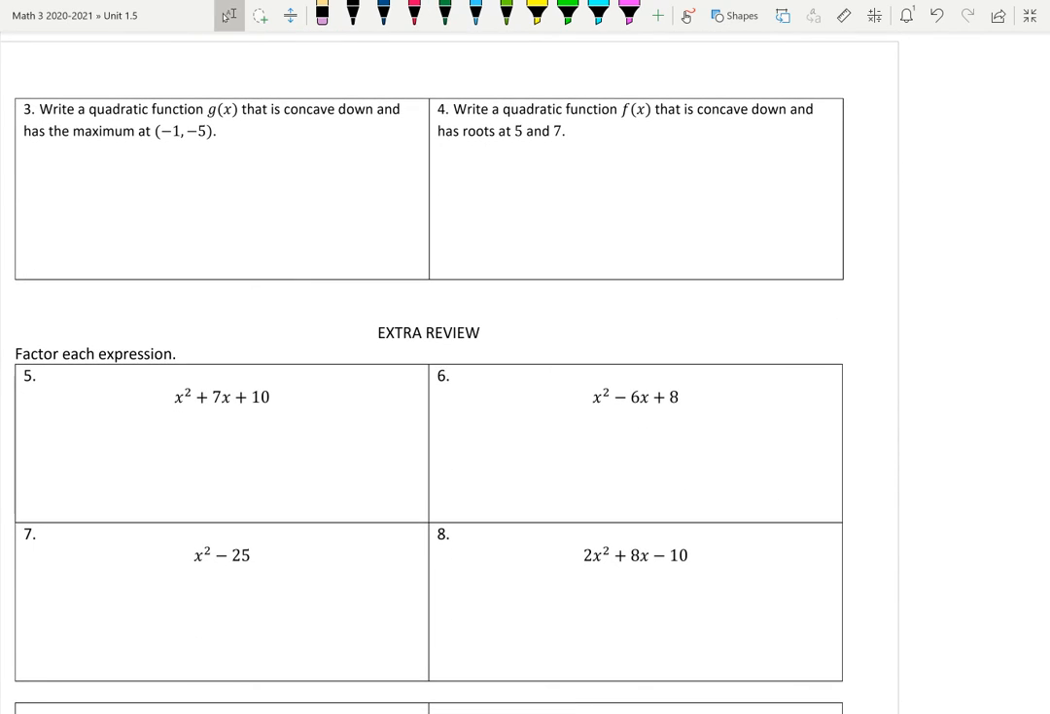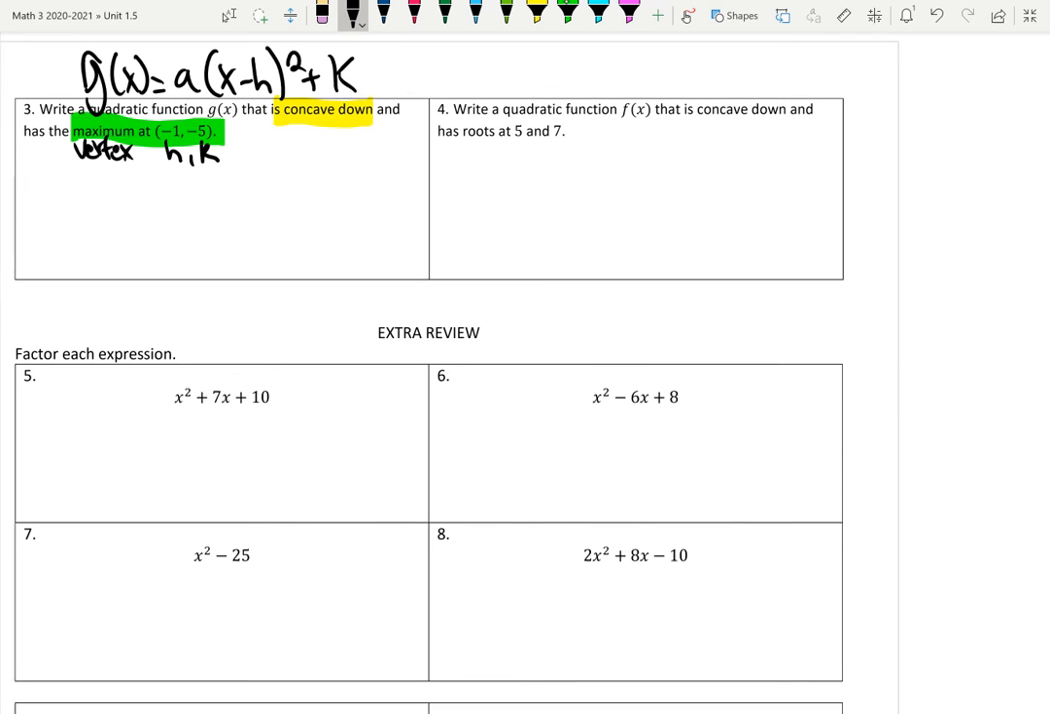All right, this is the part where we write quadratics using key information, basically the backwards of what we're doing. It needs to be concave down, and it needs to be a maximum at this. This is going to be vertex form because it tells us a maximum. This is going to be h, this is going to be k. So my function needs to be called g of x. Let me write the generic form, which is going to be x minus h squared plus k. Now, let's fill in the dots. Do we have an a value? Concave down, negative 1. x minus, what is h? Negative 1 squared plus negative 5.